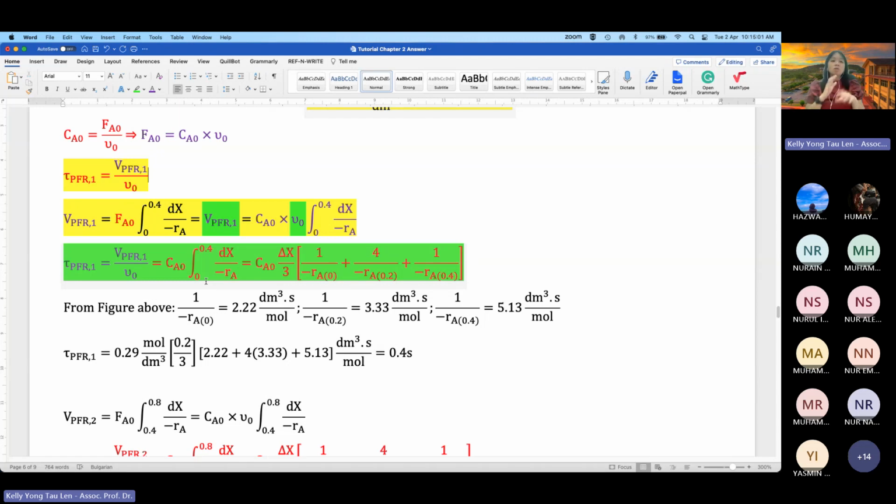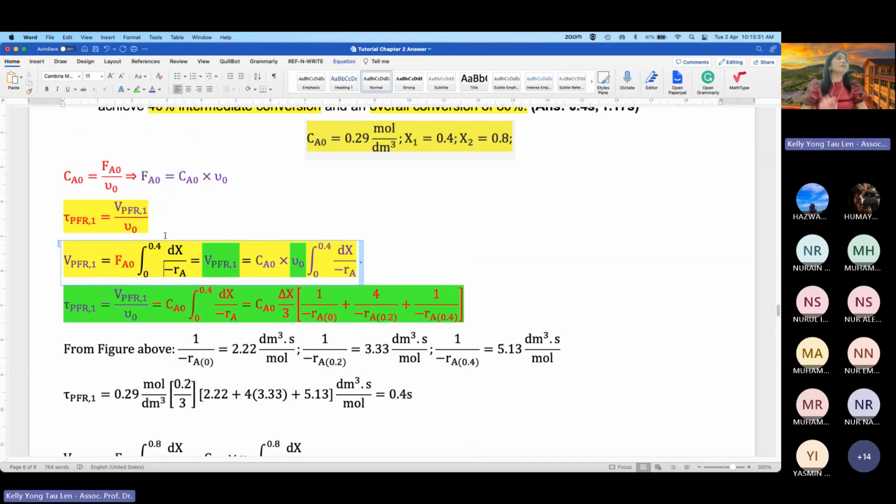Okay, so again, I will go back if you don't understand. The original equation was volume PFR1 equals FE naught integrating from 0 to 0.4 dx per minus RE. The problem with this equation is that we want to find PFR1, and we don't have it in this equation. Also, we know this equation has FE naught, but the question doesn't give information on FE naught. The only information we know is CE naught.